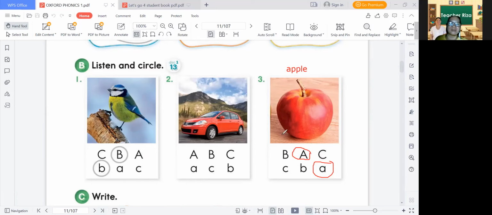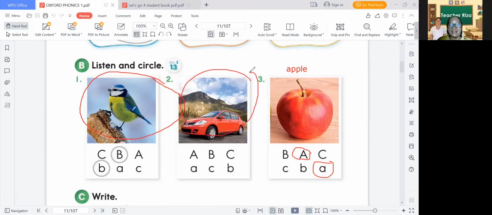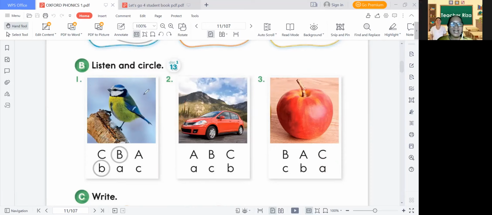Hello, can you hear me? Okay, very good. So let's review first. Tell me what picture is this again? This is a bird. Very good. The second one? Car. Very good. How about the third picture? Apple, very good.